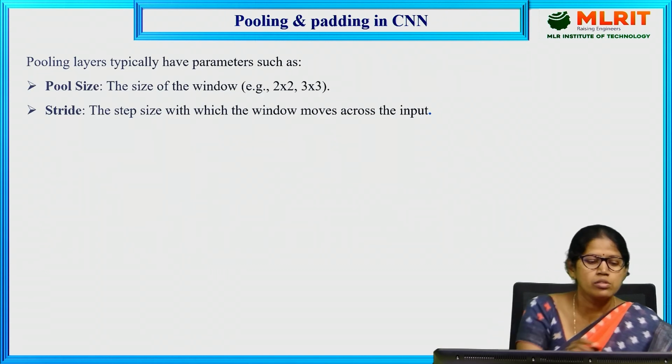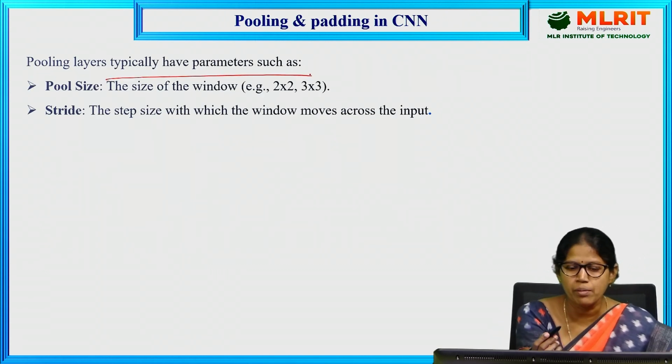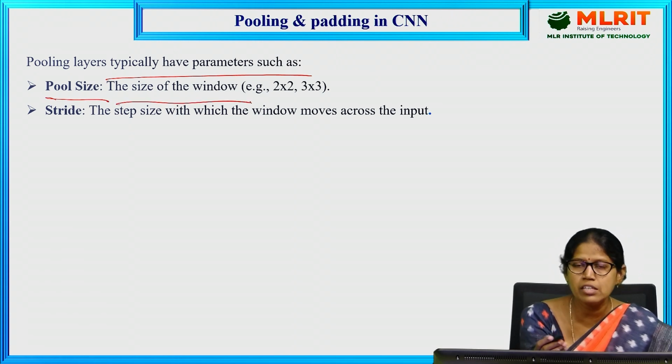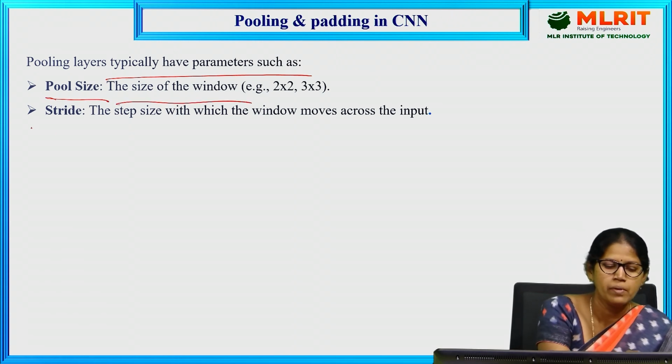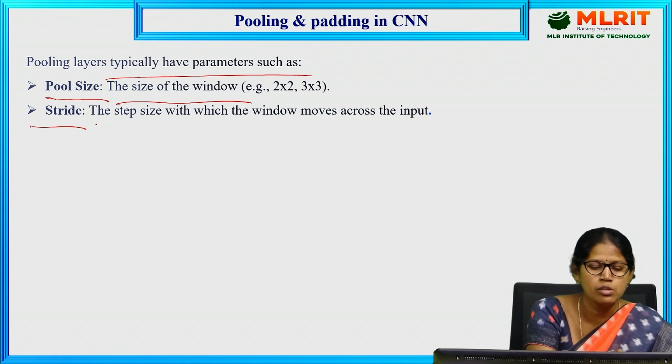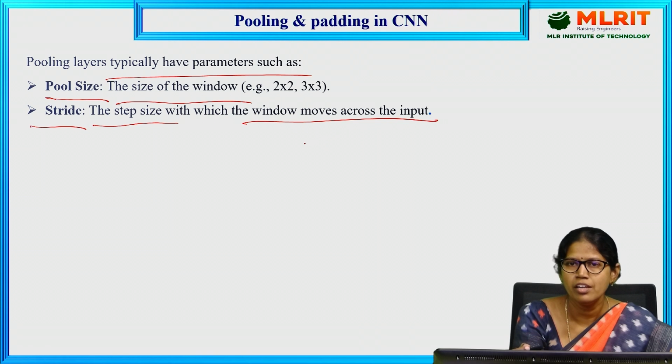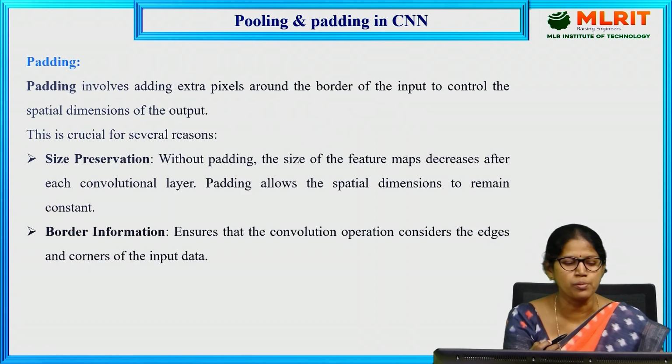Okay. So the pooling layer typically has parameters such as pool size, the size of the window, 2 by 2 or 3 by 3, depending on the feature map. Next, stride, which is at most 2. It is the step size with which the window moves across the input, and at most it will be 2.